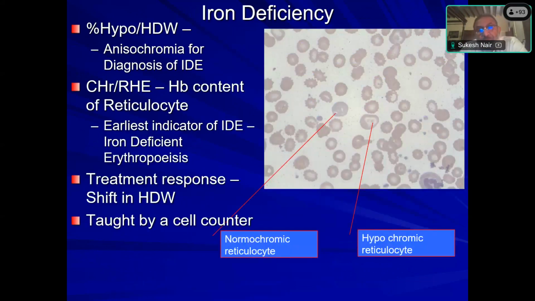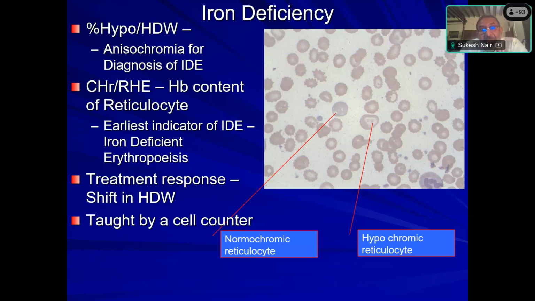So I always tell people that sometimes cell counters can teach you morphology, provided you understand that it is actually doing morphology, but giving you some other data. It's for you to convert what you have in your mind as morphology of the red cells or white cells and what the cell counter gives. If you connect that, then you can easily say that cell counters are actually doing morphology, because percentage hypo and HTW, which I learned first time from the cell counter, is the best diagnosis for iron deficient erythropoiesis.